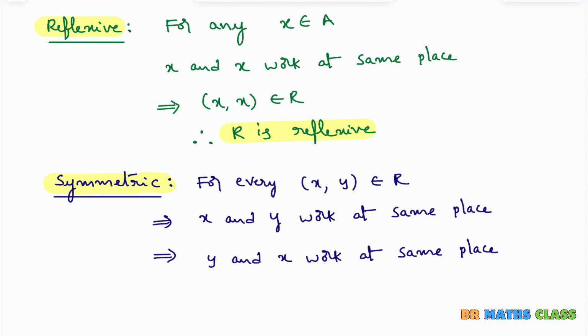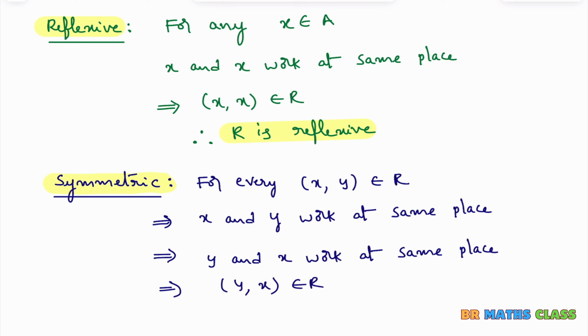See, it's a simple thing, no need to think much about these things. X and Y work at same place. Obviously, Y and X also work at same place. Suppose two persons are there, A and B work at same place. Can I say that B and A also work at same place? Yes. If Y and X work at same place, then what can I write? I can write that the ordered pair Y comma X belongs to the relation.